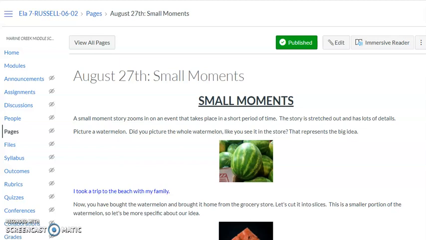Yesterday was about small moments, as far as when we were creating seed ideas or zoomed in moments when it comes to writing. And I noticed that some of you struggled with this. And so because this was the first grade that I'm putting into Skyward for the 6 weeks, I wanted to just do a quick reteach.